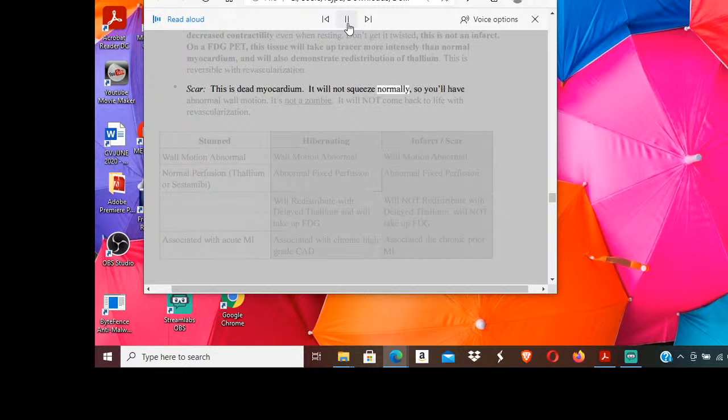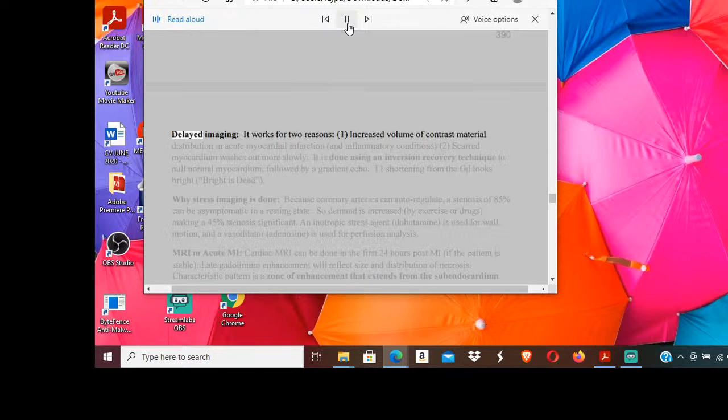It will not squeeze normally, so you'll have abnormal wall motion. It's not a zombie. It will not come back to life with revascularization. Stunned, hibernating, infarct. Wall motion abnormal, abnormal fixed perfusion on thallium. Will not redistribute with delayed thallium. Take up FDG. Associated with acute MI, associated with chronic prior high-grade CAD.